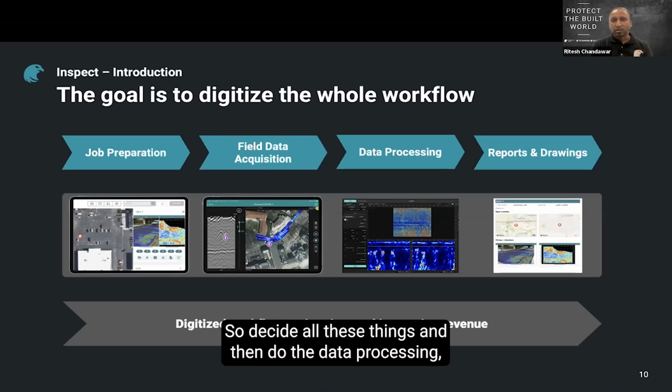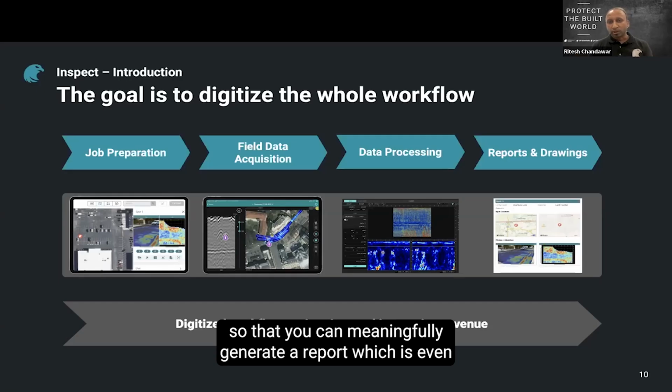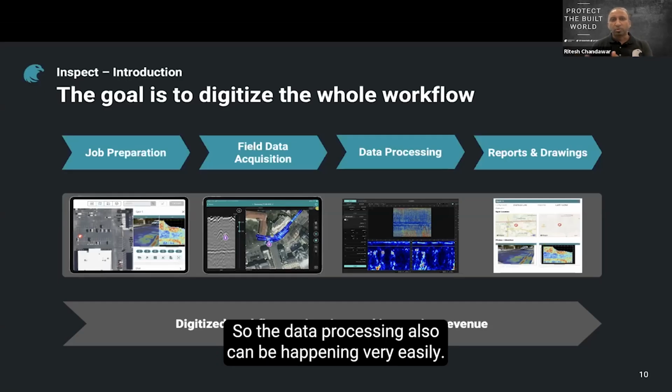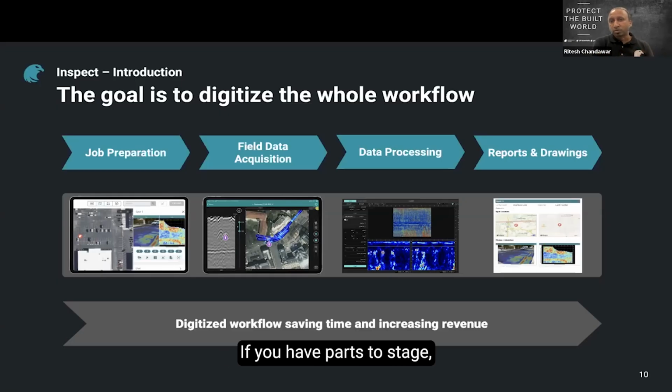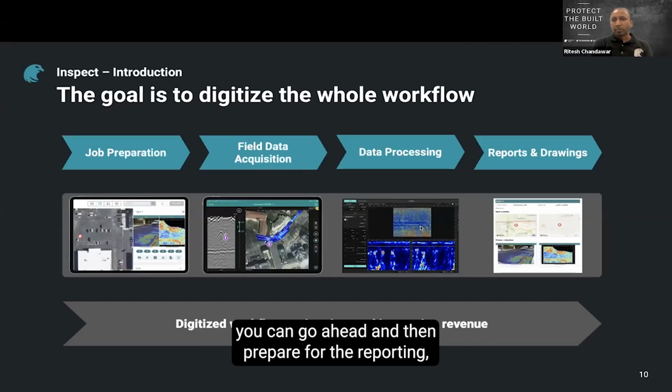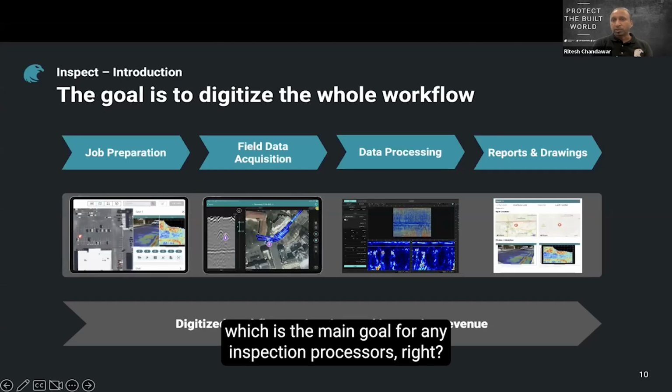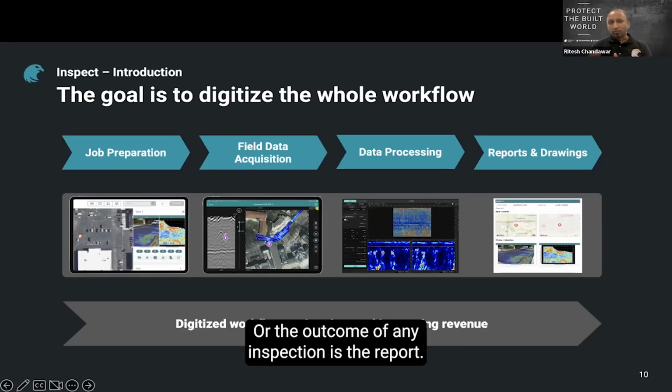So decide all these things and then do the data processing, so that you can meaningfully generate a report which is even more customizable. The data processing can also happen very easily if you have digitized the first two steps in a proper way. Once the data processing is done, you can go ahead and prepare for the reporting, which is the main goal for any inspection procedure, right? Or the outcome of any inspection is the report.